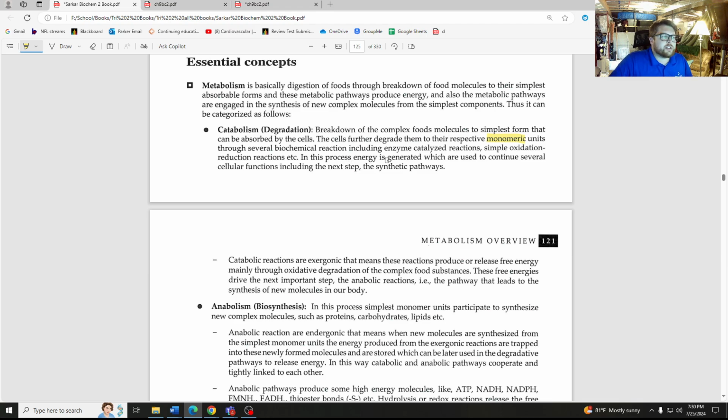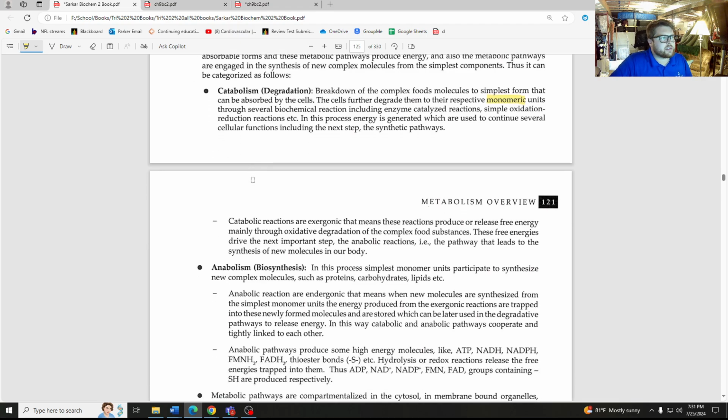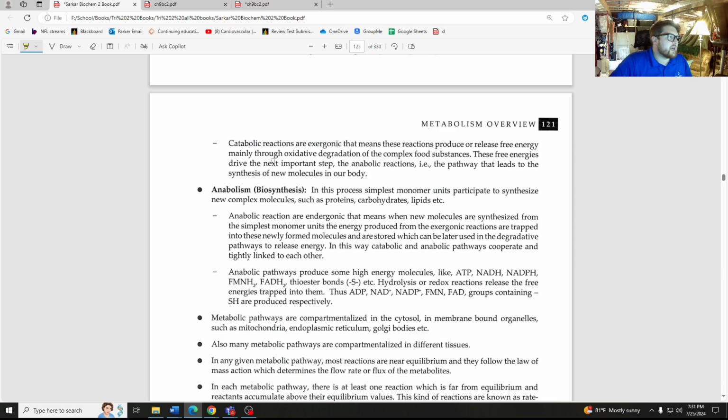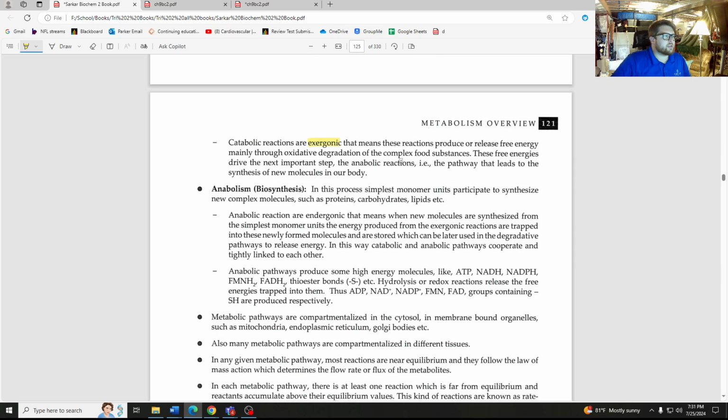In this process, energy is generated, which is used to continue several cellular functions, including the next step, the synthetic pathway. Again, catabolic reactions are exergonic, meaning that they release energy because they're breaking stuff down. Breaking bonds releases the chemical energy that's stored in those bonds. So these reactions release free energy, mainly through oxidative degradation of the complex food substances. This free energy drives the next important step, the anabolic reactions, i.e. the pathway that leads to the synthesis of new molecules in our body.